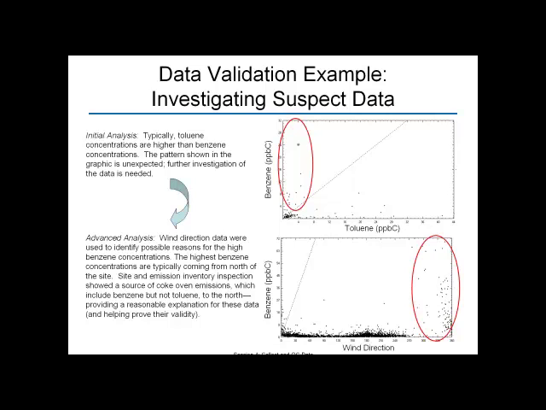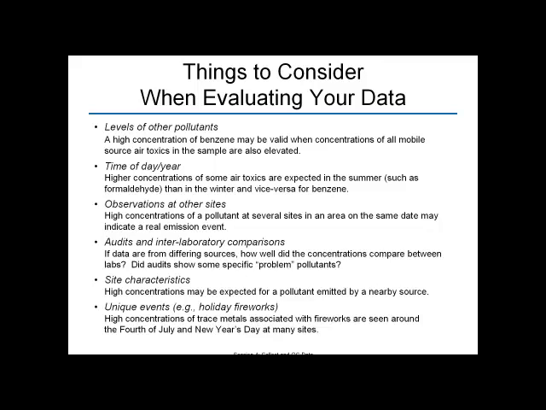So those data may be suspect in the sense that they don't have the normal relationship, but they might also help to point out that there's a specific individual source affecting those sites. They're still valid. They're still real ambient concentrations. That is that emission source that's impacting the site.